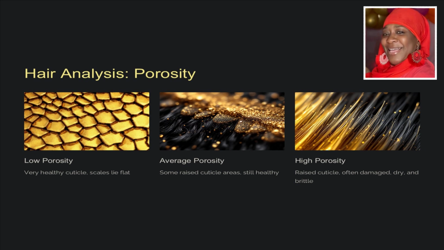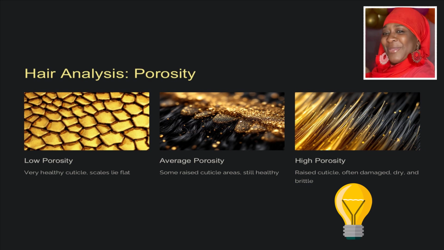Average porosity. Hair with average porosity, figure 7-10, may have raised cuticle areas, but the hair is still healthy. Chemical services performed on porous hair usually process as expected. High porosity. Hair with high porosity, figure 7-11, is often the result of previous overprocessing. Overly porous hair has a raised cuticle and is typically damaged, dry, fragile, and brittle.